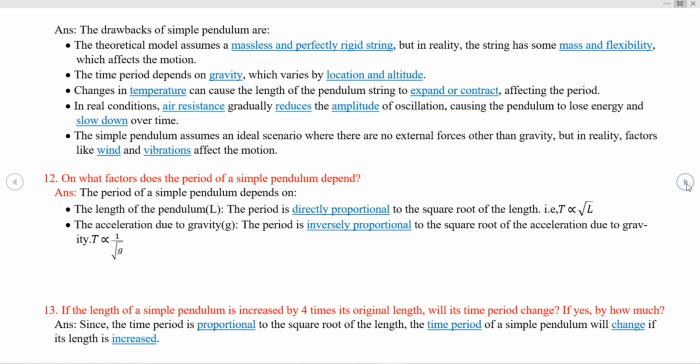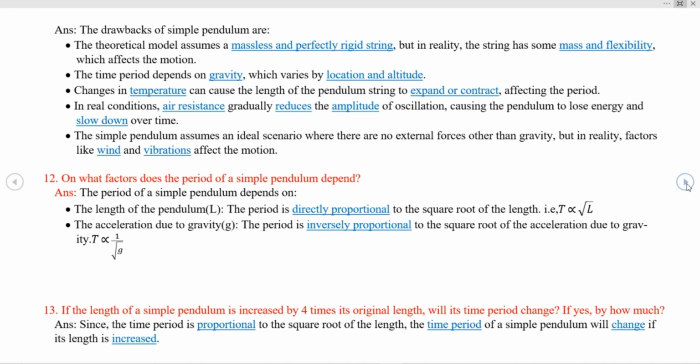And in real conditions, air resistance gradually reduces the amplitude of oscillation, causing the pendulum to lose energy and slow down over time. Another drawback is, the simple pendulum assumes an ideal scenario where there are no external forces other than gravity, but in reality, factors like wind and vibration affect the motion.